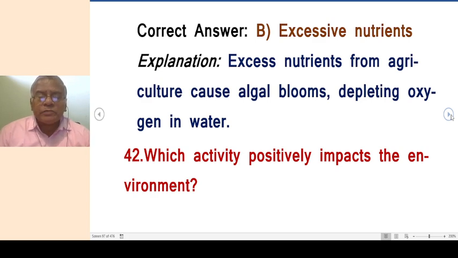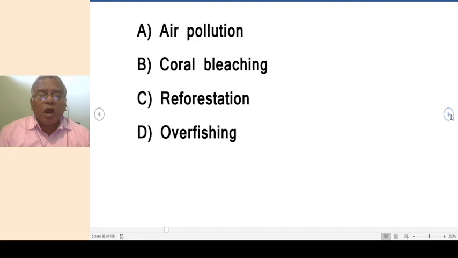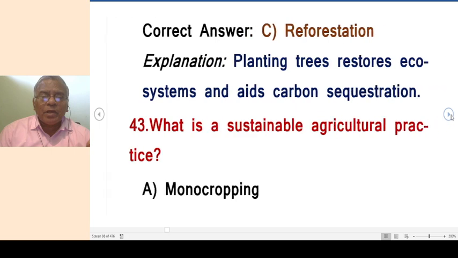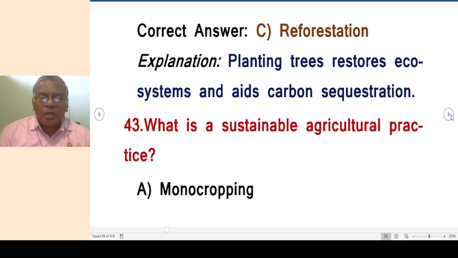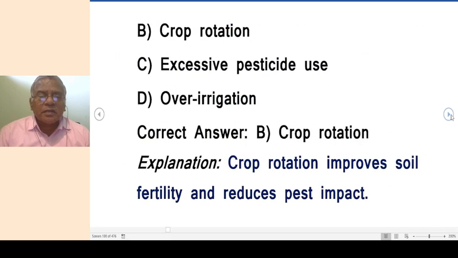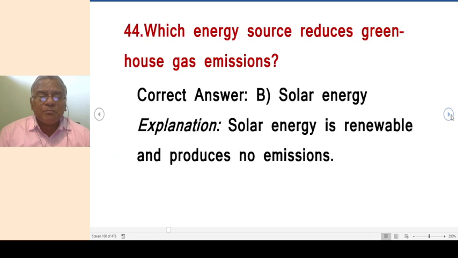Which activity positively impacts the environment? Among the four, which should be the right one? That is reforestation. Planting trees restores the ecosystems and aids carbon sequestration, that is carbon separation. What is a sustainable agricultural practice? That is crop rotation. Among the four, that is the correct one. Crop rotation improves soil fertility and reduces pest impact.